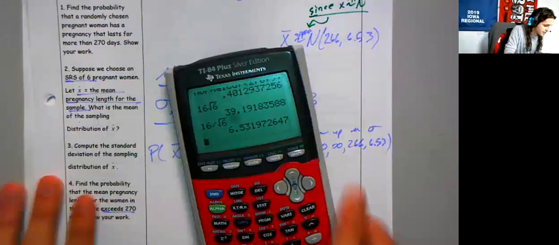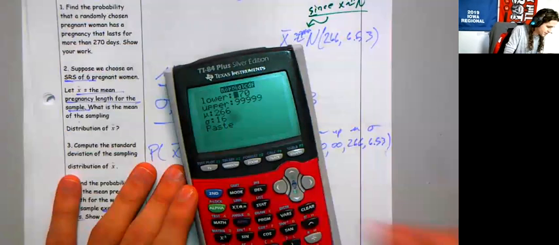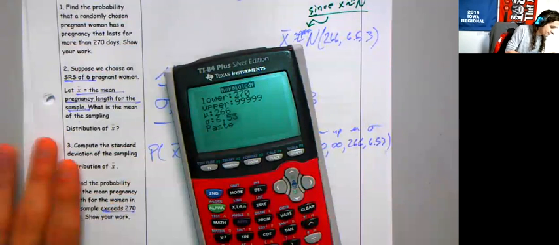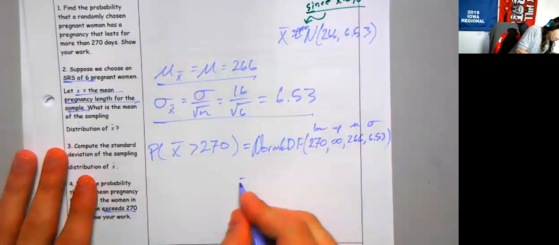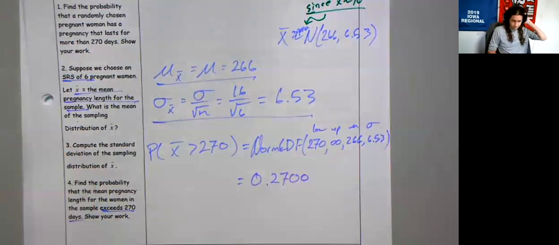When you do that, second bars, distribution, normal CDF, 6.53, 27%. So, less common.